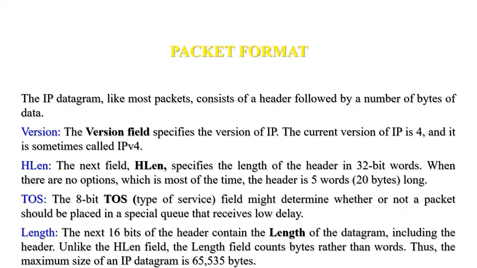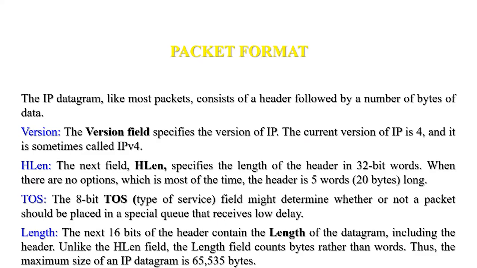The IP datagram, like most packets, consists of a header which is followed by a number of bytes of data. The first field is version. The version field specifies the version of IP, and the current version of IP is 4, and it's sometimes called IPv4. The next field is header length. The header length specifies the length of the header in 32-bit words. When there are no options, which is most of the time, the header is 5 words, that is 20 bytes long.